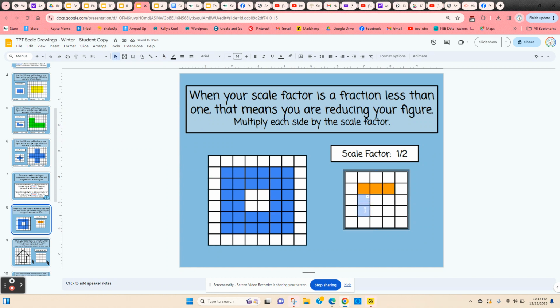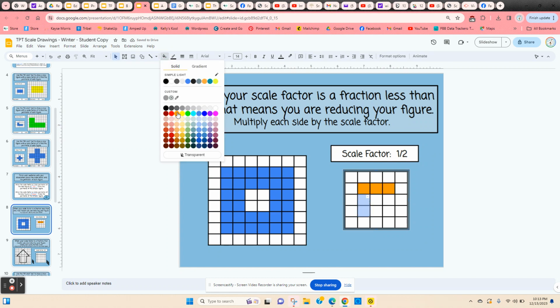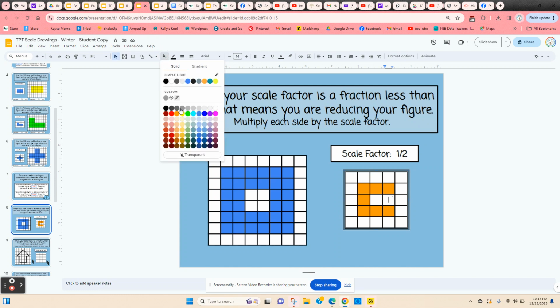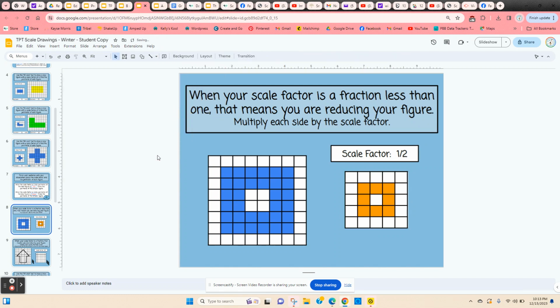And they can pick any color they like. They can be creative. Some of my students even have more than one color, which is fine. And so they're going to have a smaller figure here that looks like this.